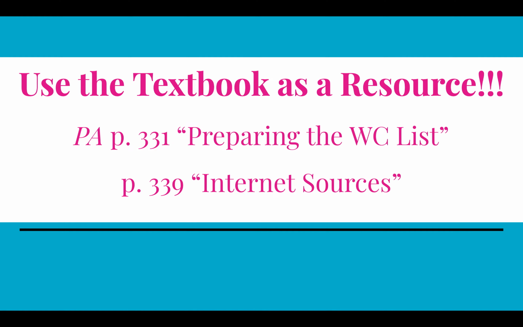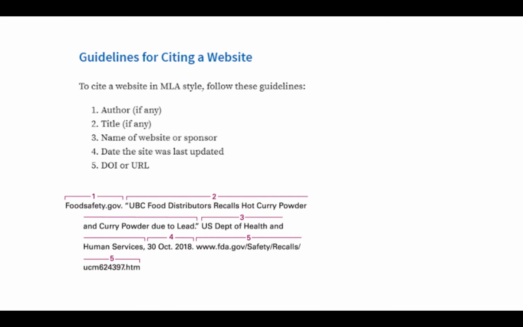So you'll see on page 331, the guidelines for citing a website or an internet source of a different type begin. So the basic setup is the author comes first, then the title of the article, then the name of the website the article was published on, the date of the article, or if there's no specific article date, the date the site was last updated, and then you do include the URL. So it looks like this.